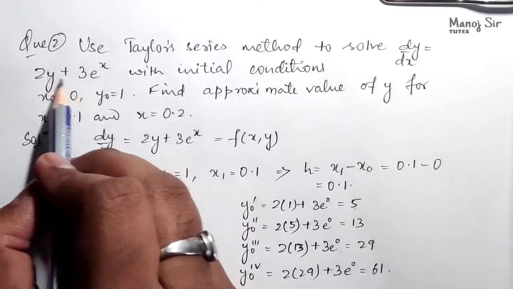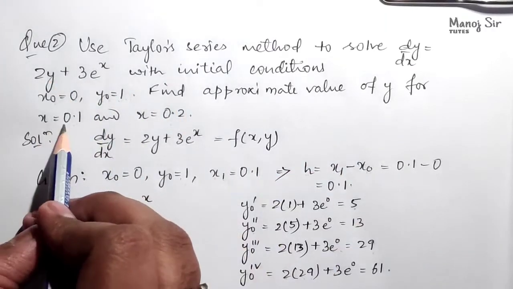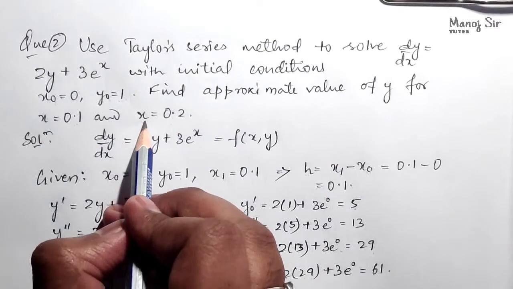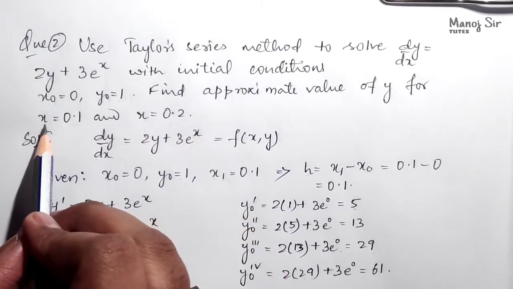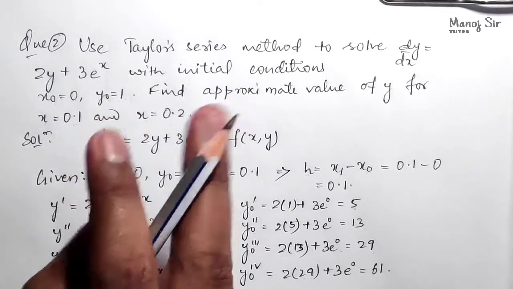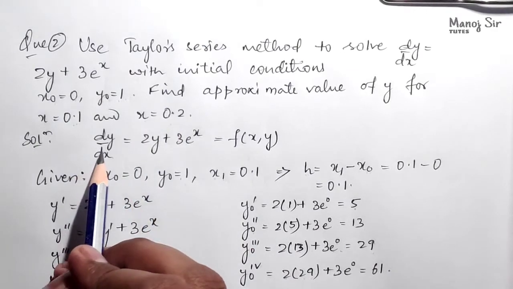This is the function of x, y. Find the approximate value of y for x = 0.1 and x = 0.2. It means we need to find two values of y: first at x = 0.1 and the second at x = 0.2. Okay, so let us start.